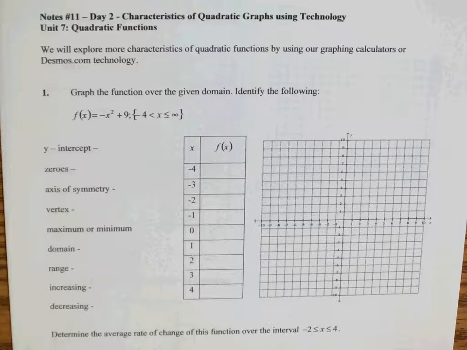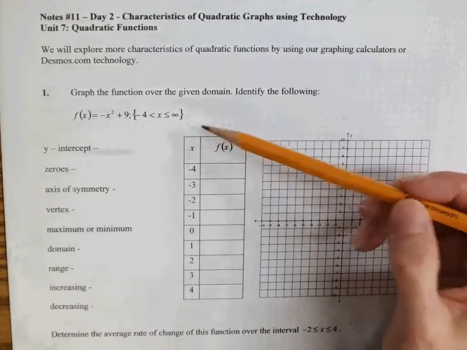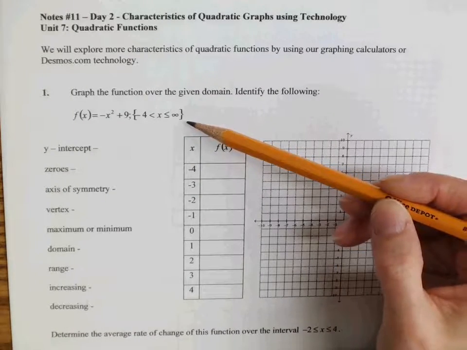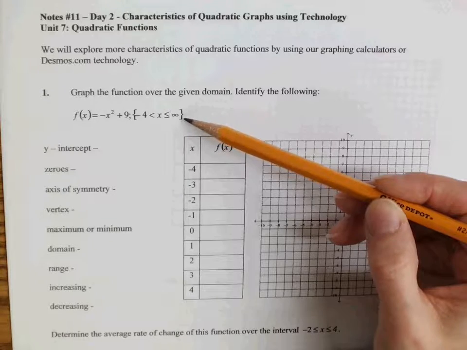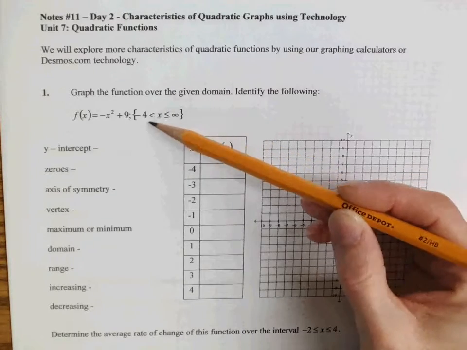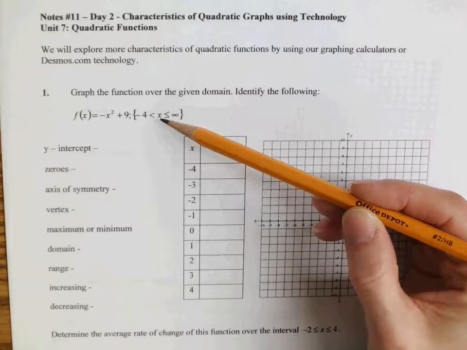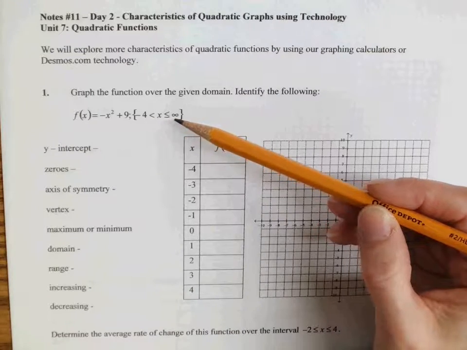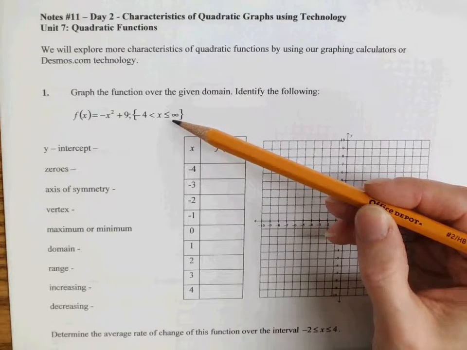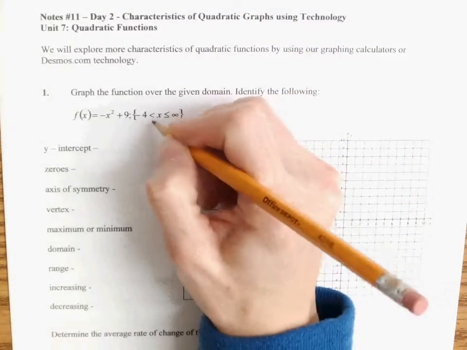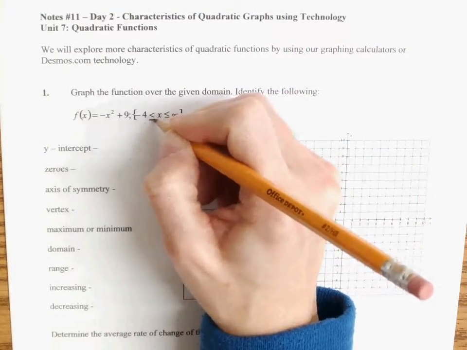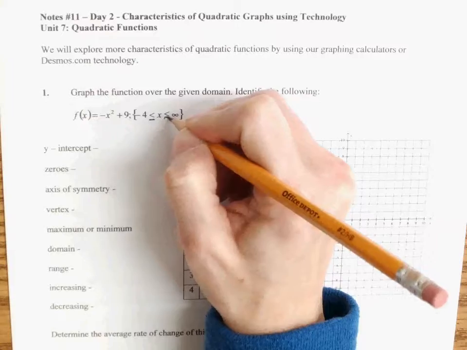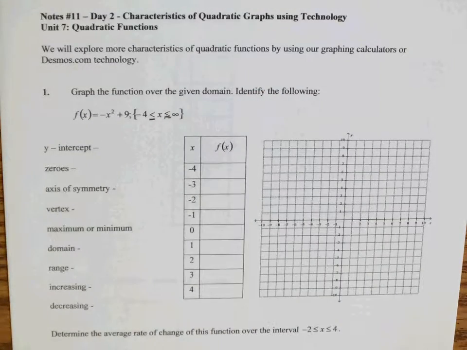Anyway, coming back to these notes, we have this function, negative x squared plus 9, and then what we have right after that is something called end behavior. This negative 4 is less than x, which is less than or equal to infinity, which looks like I think I have my signs backwards here. So let's go ahead and fix that. So that is what it should be. So we're going to use this to help us as we come up with our end behavior.